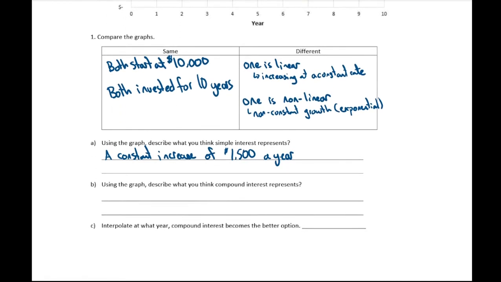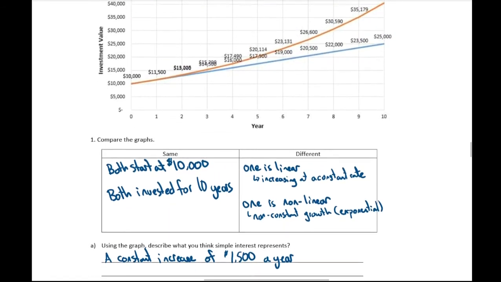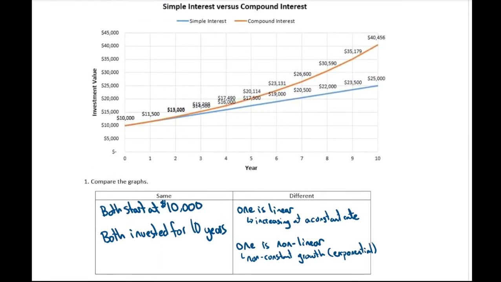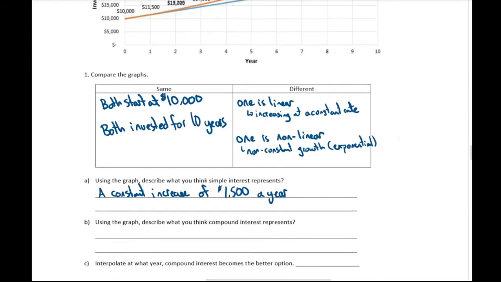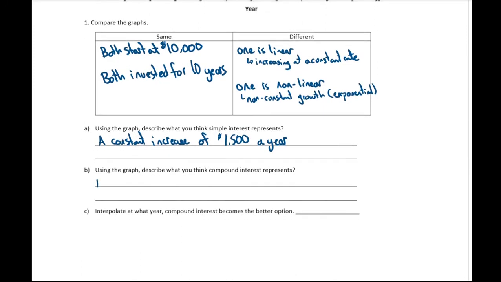What do you think compound interest represents? So looking at the two, again, compound interest is the orange. Looking at that, what do you think compound interest represents? And again, we know that it's a nonlinear relationship. And just based on the general idea, you might say the value grows slowly. Grows slowly at first.